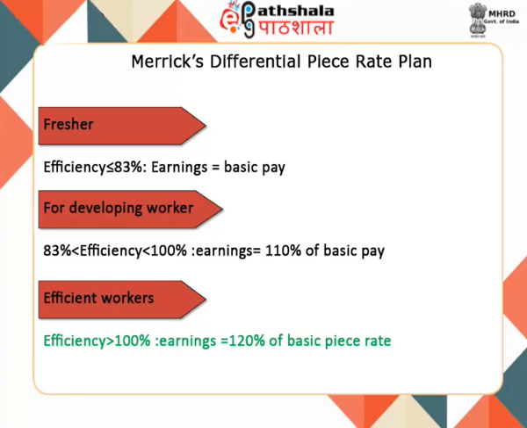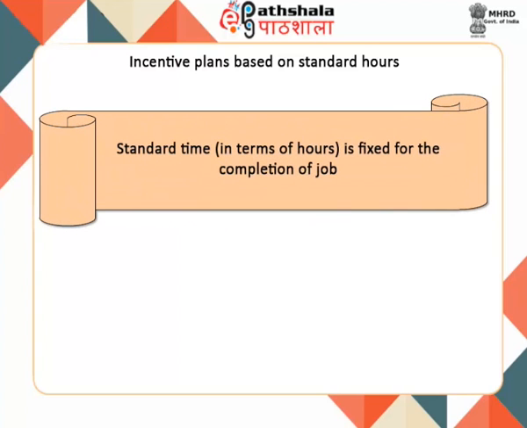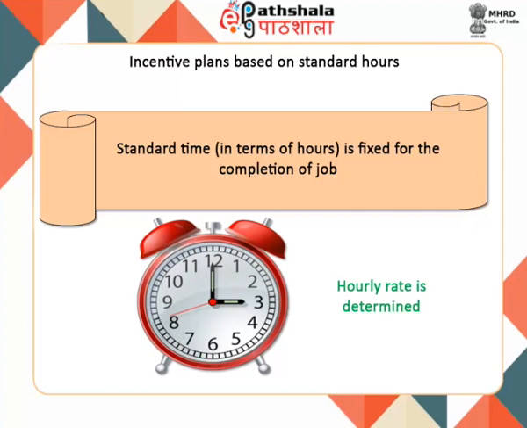This plan, like Taylor's plan, does not guarantee minimum wages to the workers, but it is more flexible and reduces the severity of Taylor's plan by introducing multiple rates. We have already discussed the incentive plans based on piece rates. We will now study incentive plans based on standard hours. In plans based on standard hours, standard time in terms of hours is fixed for the completion of a job and the hourly rate is determined. Calculation for total earnings differs under different plans as shown below.